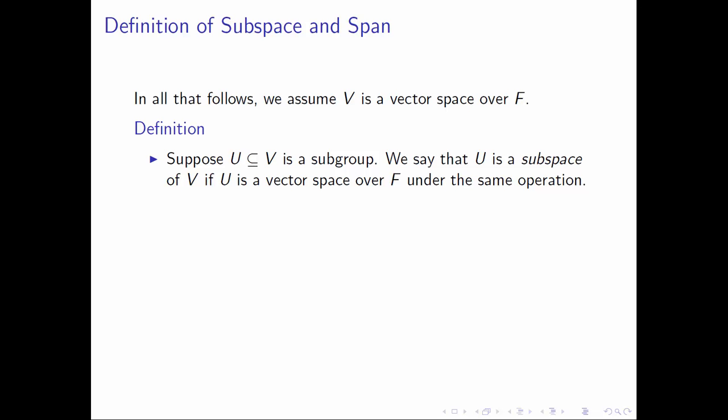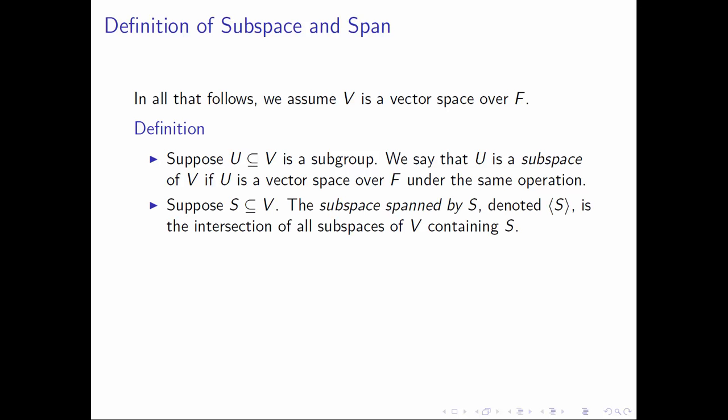We've seen this a couple times throughout the semester, as with subgroup and subring and so on and so forth. We always have this clause, under the same operation. That means, for instance, that you can't change from standard multiplication to multiplication modulo something. That would be changing the operation of the vector space, and so that would kill this property. So it needs to be the exact same operation.